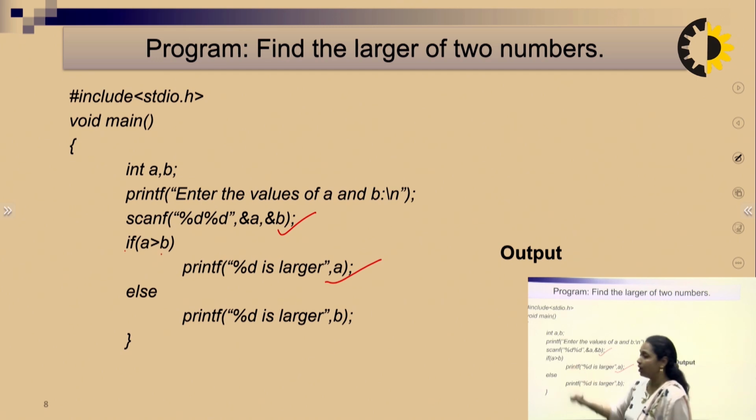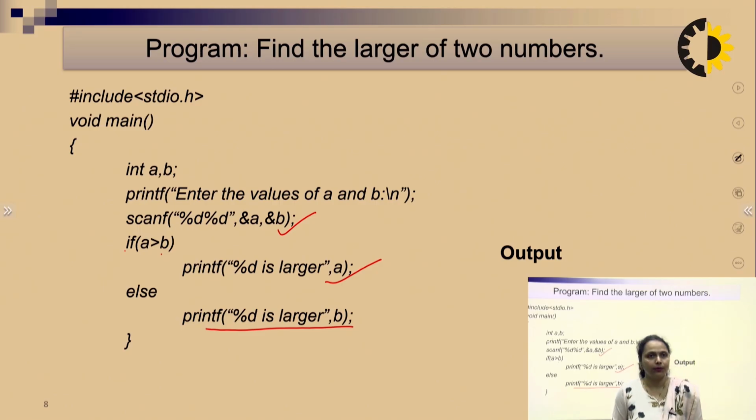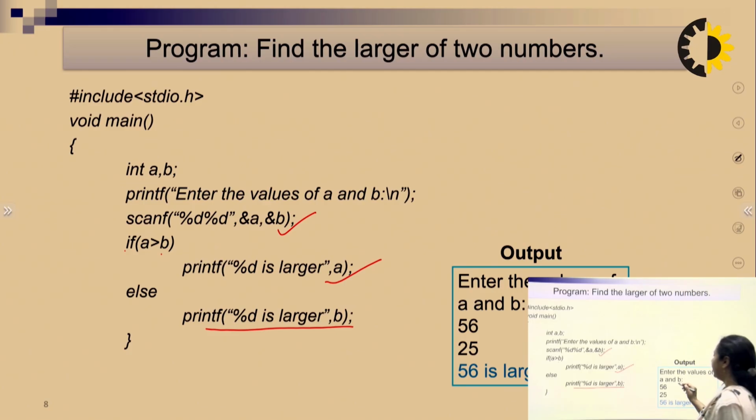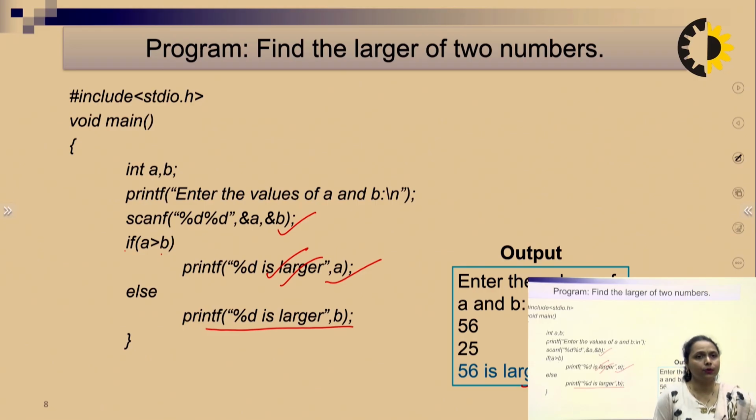But if this condition is false, meaning the second number entered by the user is larger, in that case the else part will get executed, that is, B is larger. For example, if A is entered as 56 and B is entered as 25, what is going to be printed? 56 is larger, that is, A is larger. In this way, we can use the if and else parts, meaning we have to code for both the parts: if the condition is true, a certain set of code will be executed, and if the condition is false, a certain block of code will be executed.